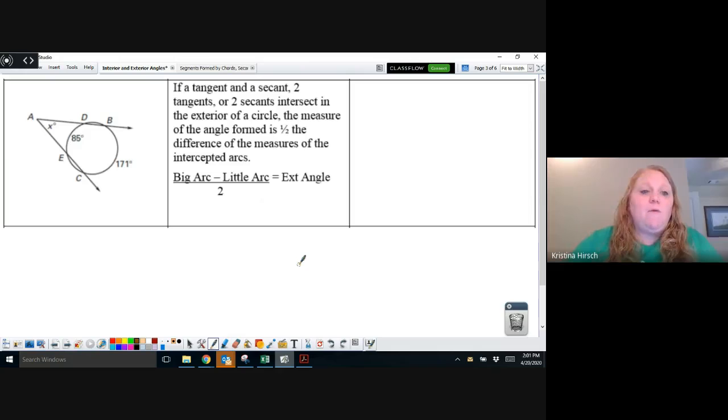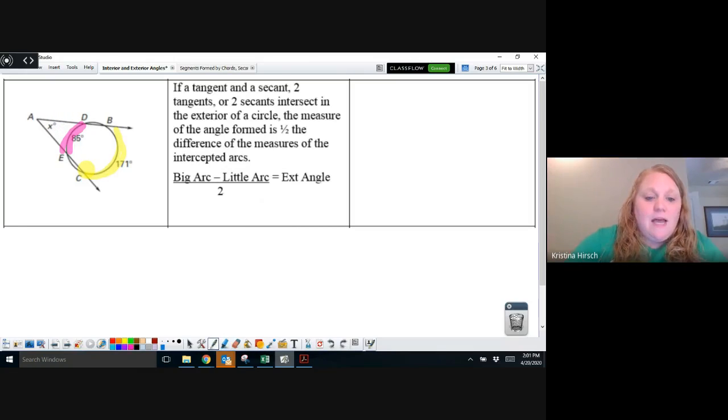So for this example here, again, things have to line up. So if I look at my arcs, then I have this arc right here that's really fat. Hold on. I have this arc right here, and then I have this arc right here. Now together they don't form the full 360 because there's other pieces to the circle, right? But big arc minus the little arc divided by 2 will give me this exterior angle.